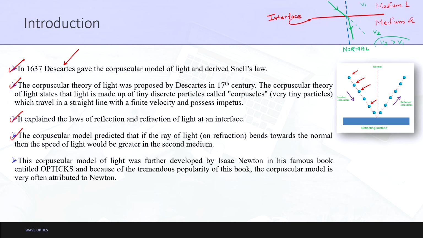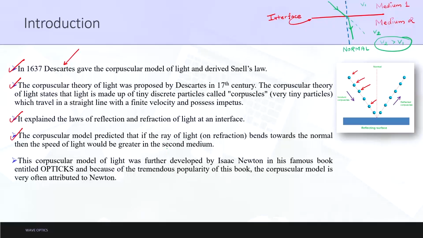So, this is the concept being talked about in this corpuscular model of light, but when the wave theory of light came into existence, this point was rejected. The actual concept, when we talked of experimental data analysis, it was found that if the ray of light bends towards the normal, then the velocity is less than in the above medium. How it was done, what was the theory behind it, we will get to know in subsequent slides.